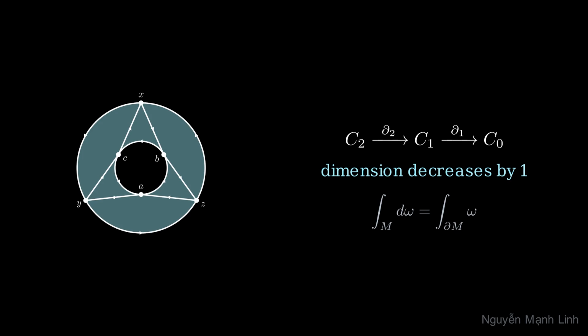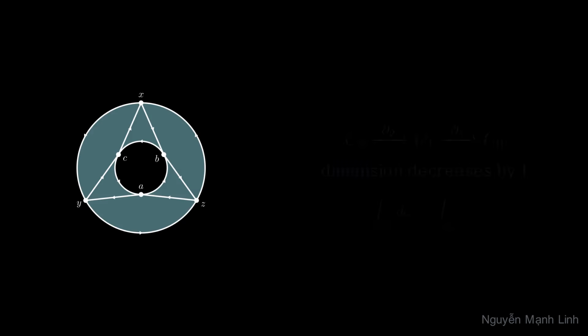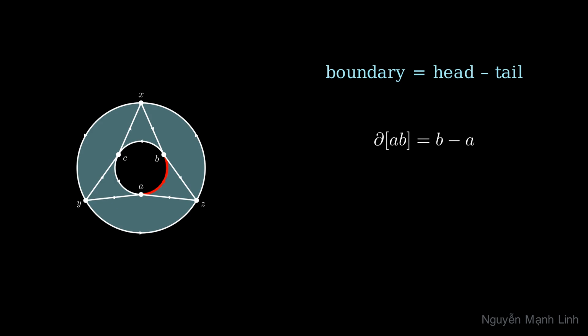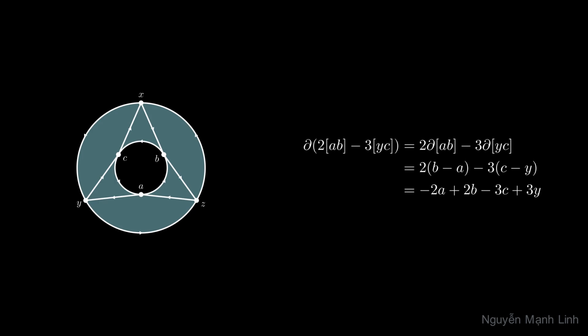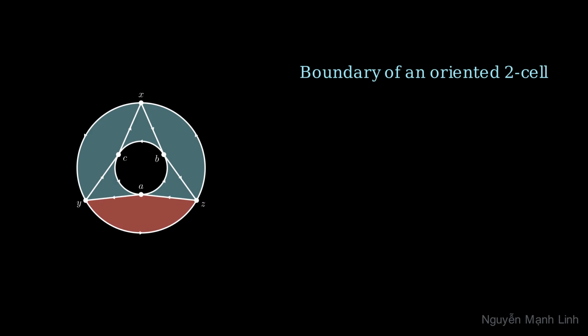The notation is not accidental. This operator is closely related to boundaries in integration and Stokes' theorem, but that is a story for another video. As the name suggests, the boundary of an oriented edge is its head minus its tail. Thus, the boundary of AB is B minus A, while the boundary of YC is C minus Y. The boundary operator is linear, so the boundary of a formal sum of edges is the same formal sum of their boundaries. We define the boundary of the 2-cells in a similar way, using their oriented edges with the appropriate signs. For example, the boundary of AYZ is AY plus YZ plus ZA.